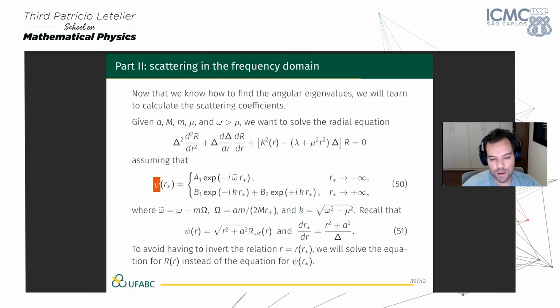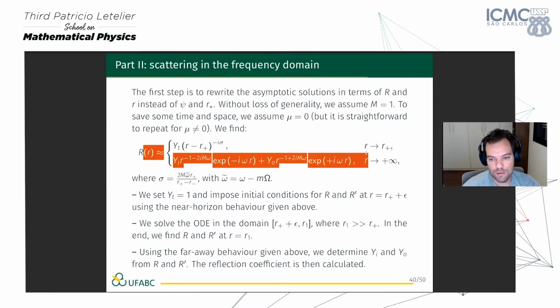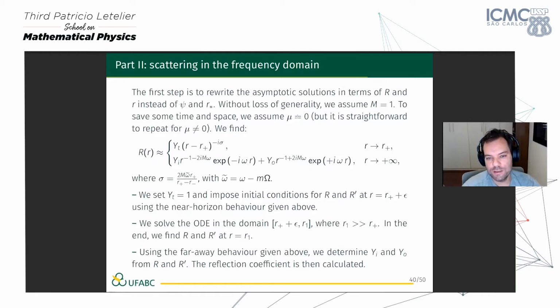So if we go back to the capital R function and the little r coordinate, we can rewrite the asymptotic behavior basically this way. For simplicity here, I'm assuming that the scalar field mass is 0, but you could basically repeat everything without assuming this. It just makes the notation simpler, since some terms will be 0 because of this. But the idea is exactly the same, even if the mass is not 0.